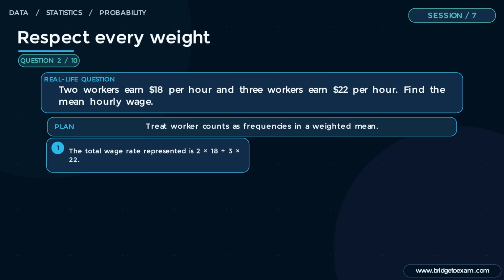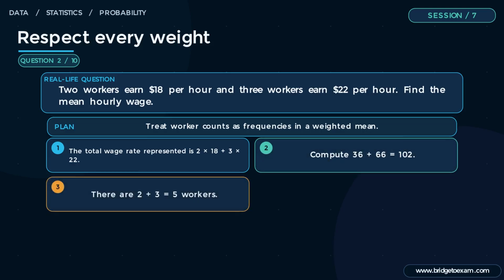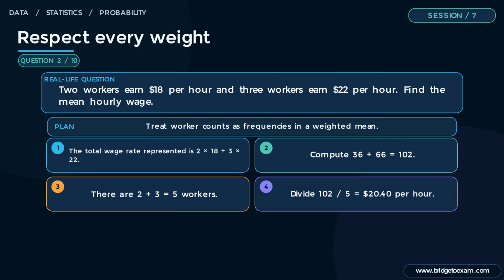Step 1. The total wage rate represented is 2 times 18 plus 3 times 22. Step 2. Compute 36 plus 66 equals 102. Step 3. There are 2 plus 3 equals 5 workers. Step 4. Divide 102 divided by 5 equals $20.40 per hour.